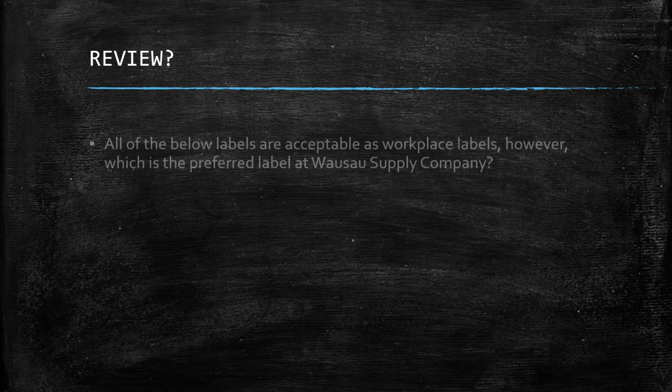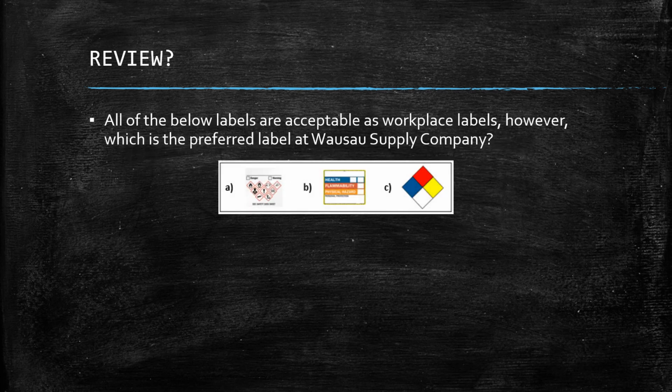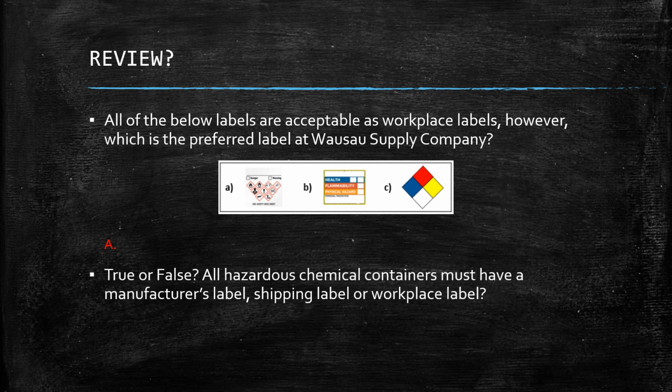So in review, all of the below labels are acceptable as workplace labels. However, which is the preferred label at Wausau Supply Company? A. True or false? All hazardous chemical containers must have a manufacturer's label, shipping label, or workplace label. True.